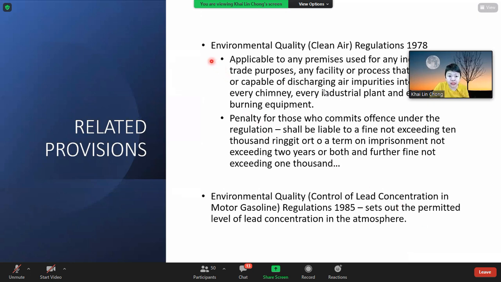Okay, so this is the related provision. So kita akan refer kepada Environmental Quality Clean Air Regulations. Kita ada satu Clean Air Act. Okay. And then dan juga Environmental Quality Control of Lead Concentrations in Motor Gasoline. Yang ni untuk cek motor kita.